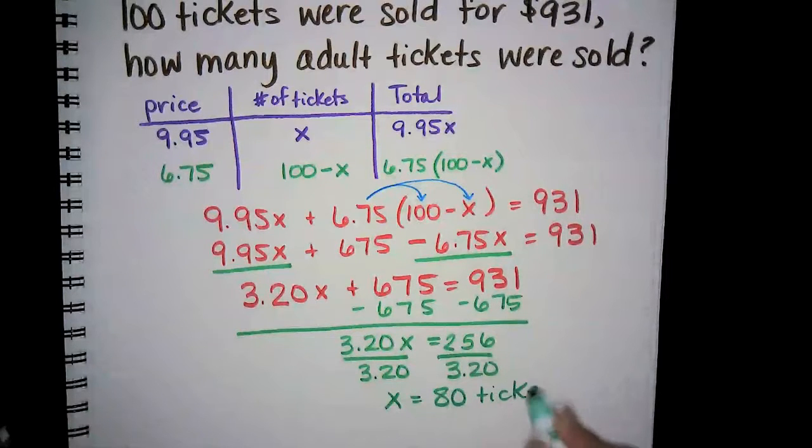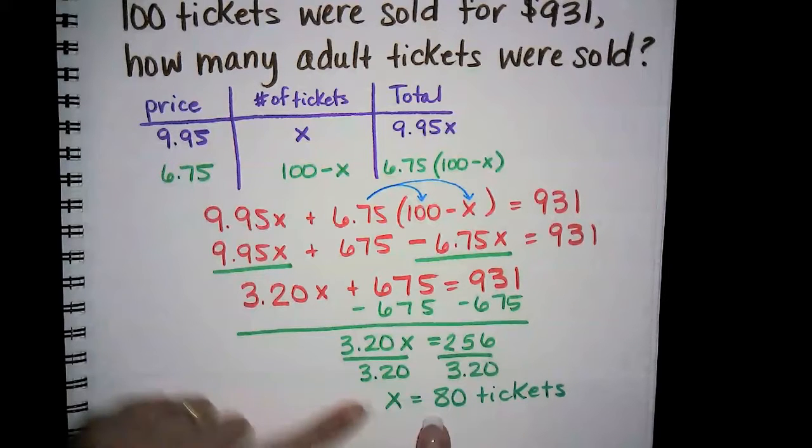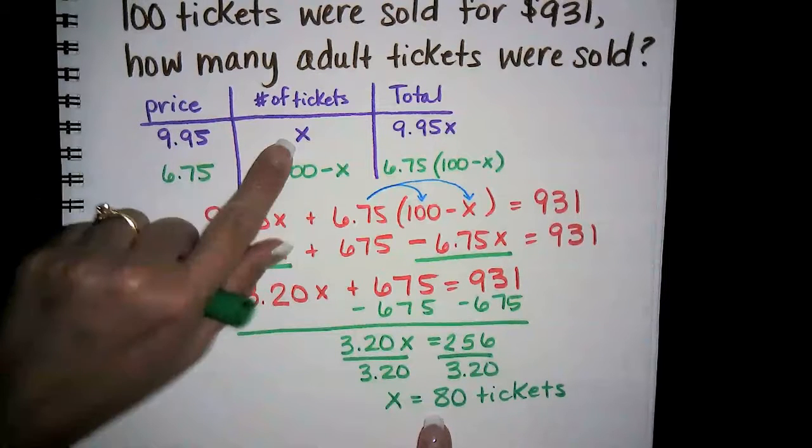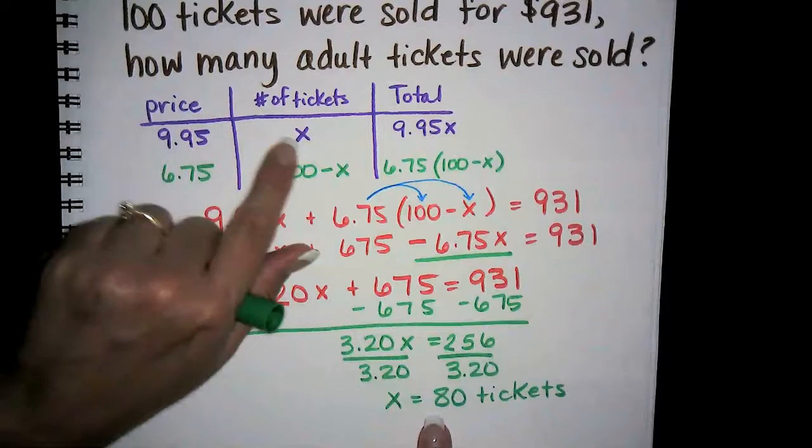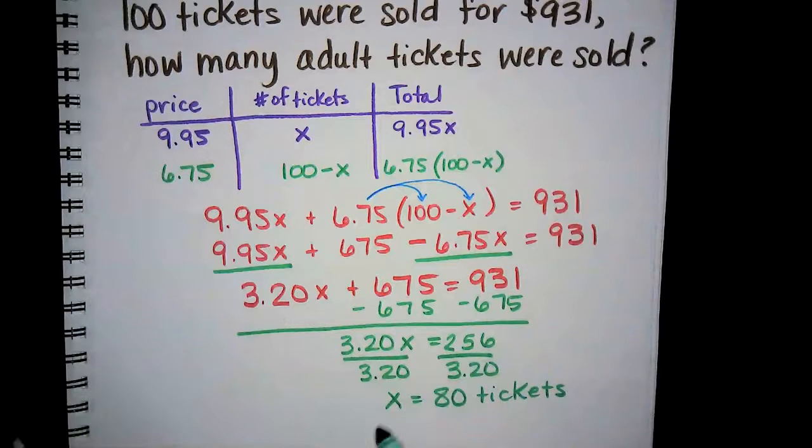Now, something to think about. I knew this was the adults' tickets because if I look back in my chart, this was the adult row, and I let their number of tickets be x. And that's how it let me know that this was the adult tickets. And that's actually what the problem was asking for.